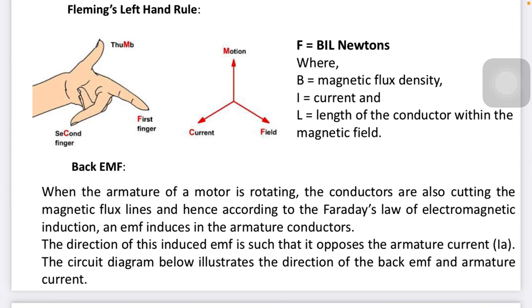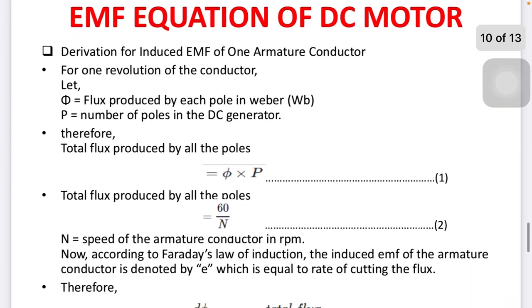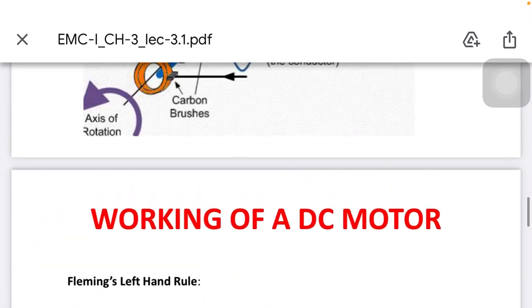So according to which principle? Faraday's law of electromagnetic induction. What will happen? EMF is induced in the armature conductor. The direction of this induced EMF opposes the armature current Ia in the circuit. So this is the direction of the back EMF in the armature circuit. This is regarding the principle.